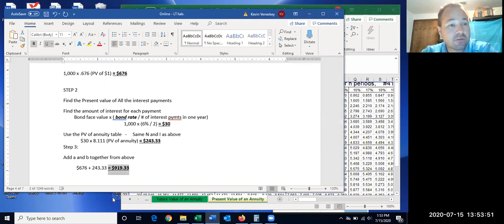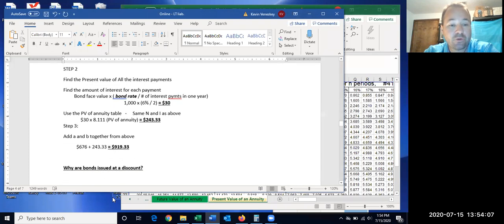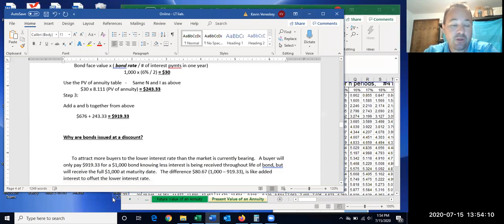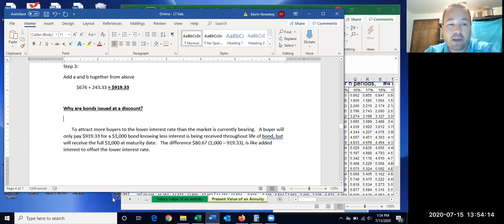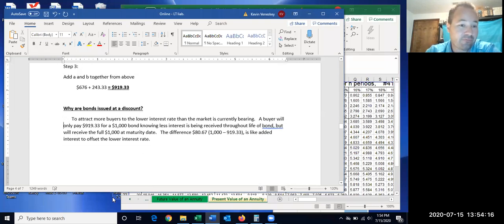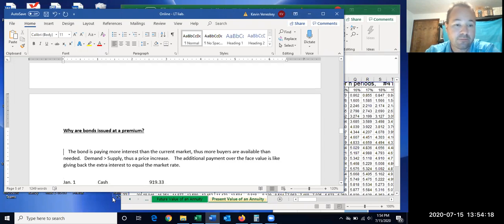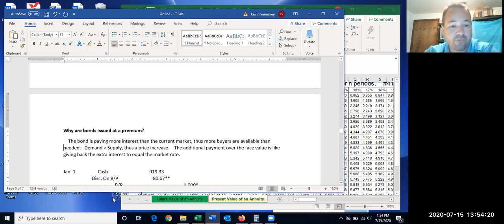Notice it's close, but as it should be, it's below the 1,000. I'm giving my bondholders a discount. This is what I'm going to sell my bond for when I market it. It's going to be a $1,000 bond, but you can buy it for $919.33. Now we're ready to do the journal entries. You can read through these in my notes. Again, it's just explaining why bonds are issued at a discount. I've tried to do that as we went along, but maybe we'll refresh it a little bit more.